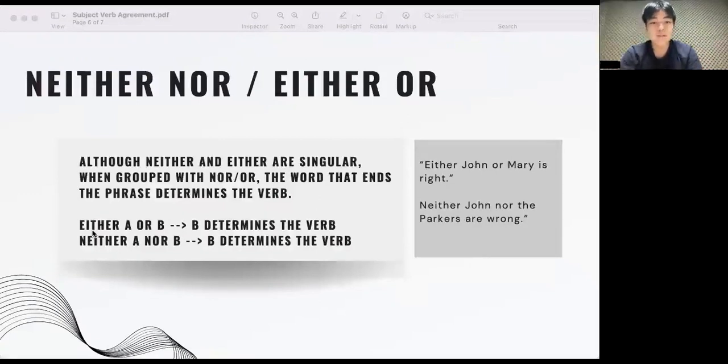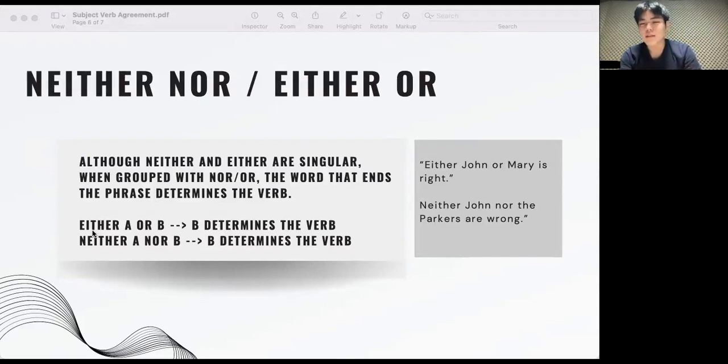Now, we can see this rule in action over to the right in those 2 examples. The first example, either John or Mary is right. Mary is the last stated noun in the phrase and thus determines the singular verb is. In the second example, neither John nor the Parkers are wrong. We can see that the Parkers is the last noun, so we use the plural verb are instead of is, despite John being singular in this case.